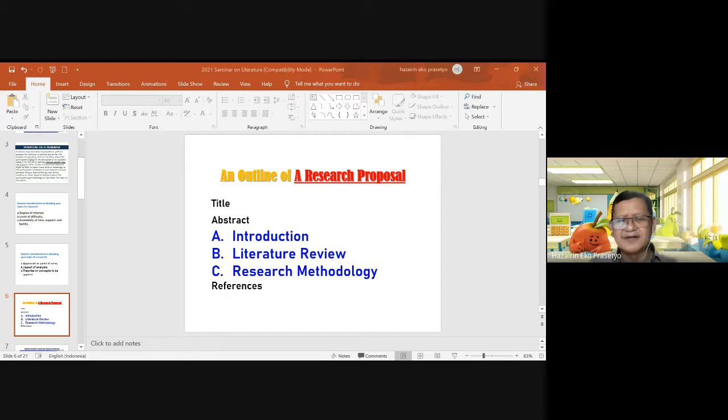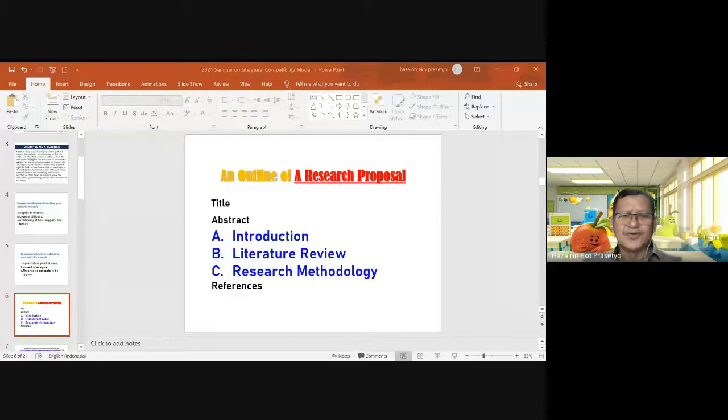What you are going to write is a paper. What kind of paper? It's a research proposal. And what does a research proposal contain? It contains introduction, literature review, and research methodology. That's it. It's not necessary for you to add, for example, chapter 1, 2, 3, and then chapter 4 results and discussions, and chapter 5 conclusion. It is not necessary now because you haven't done your research yet. That's why results is not here.